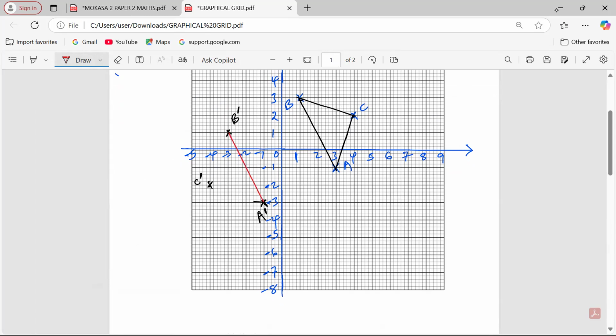So A to B, then B to C. So we are having the two triangles now. Having the two triangles that way.